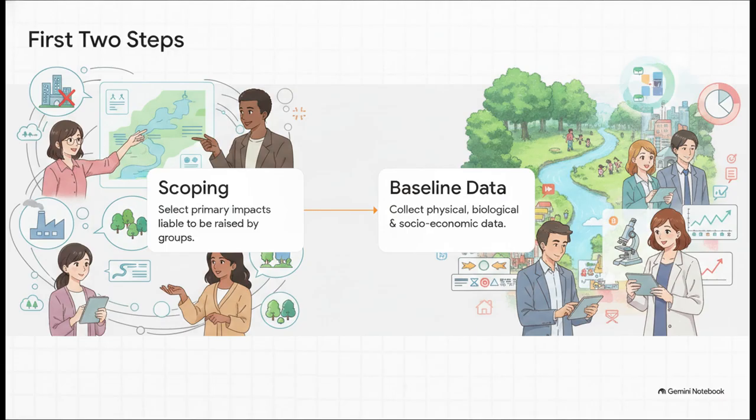Scoping is all about setting the study's boundaries. A team holds discussions with various groups to make sure they cover all the critical issues that decision-makers are liable to raise. They're actively selecting the primary impacts that require focus.